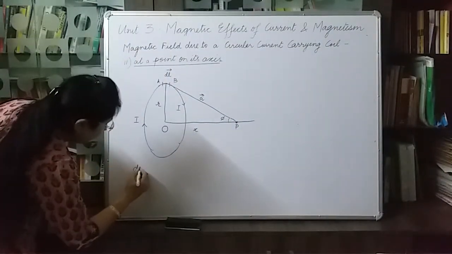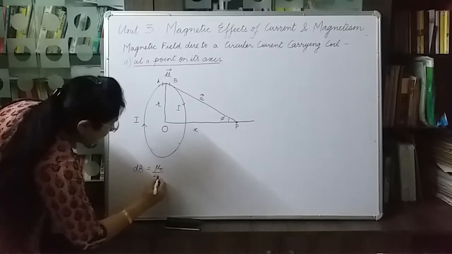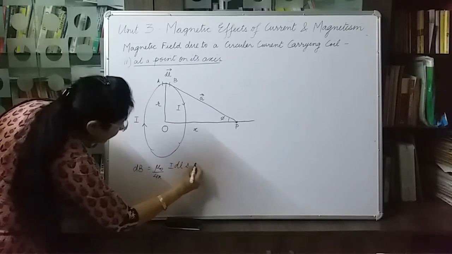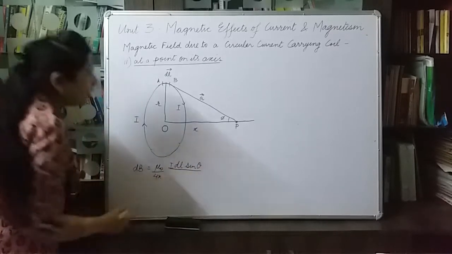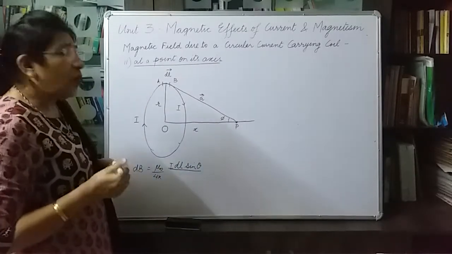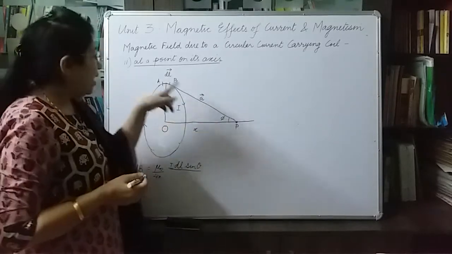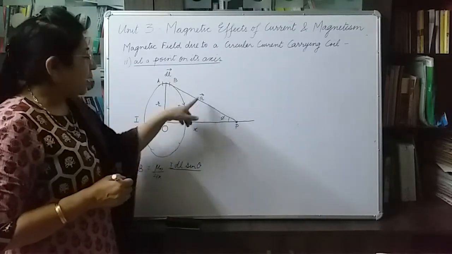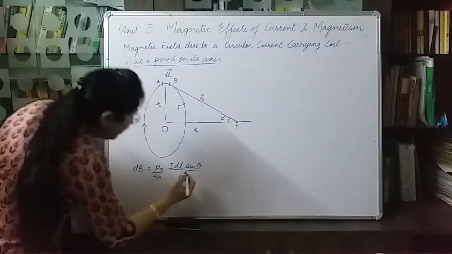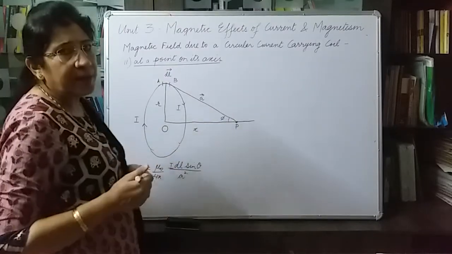Then dB would be equal to mu naught upon 4 pi I dl sine theta upon distance square. Distance square means the square of the position vector between the observation point and the current element. Here the position vector we have taken as a, so the distance is a square here. Now let us first see sine theta here.